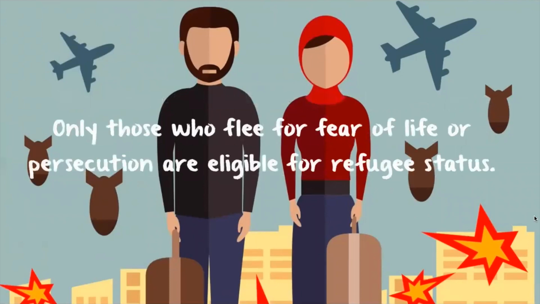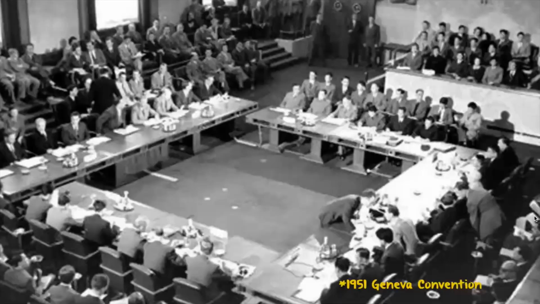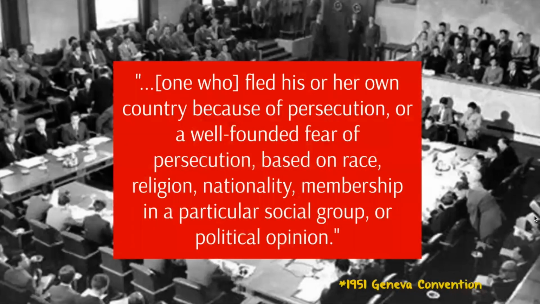To review, displaced individuals leave their homes for a variety of reasons, including war, famine, natural disaster, or economic instability. Refugees are unique because, for better or worse, international law requires that in order to qualify for refugee status, an individual must have a reasonable cause to fear for his or her life or safety. This comes from the 1951 Geneva Convention, the outcome of which defines a refugee as one who fled his or her own country because of persecution, or a well-founded fear of persecution, based on race, religion, nationality, membership in a particular social group, or political opinion.